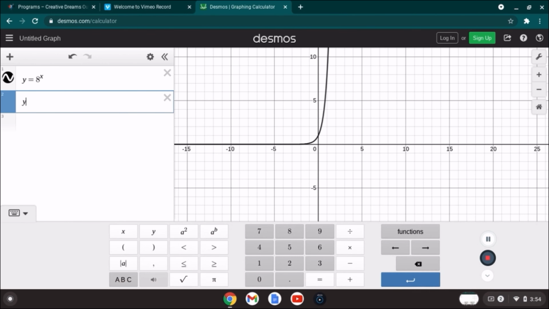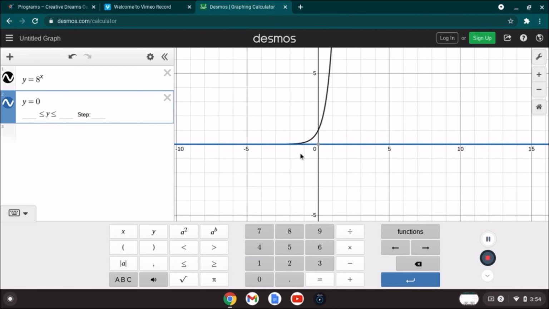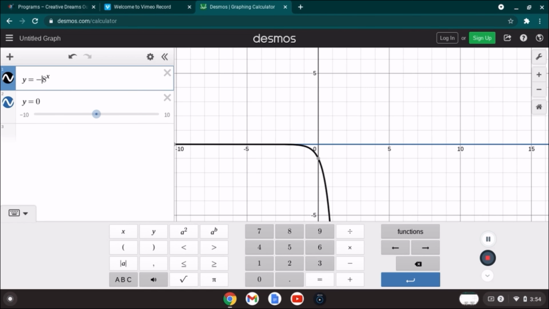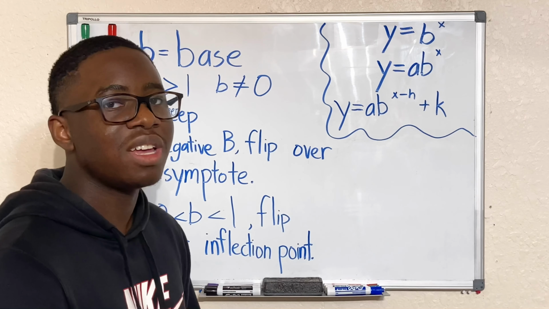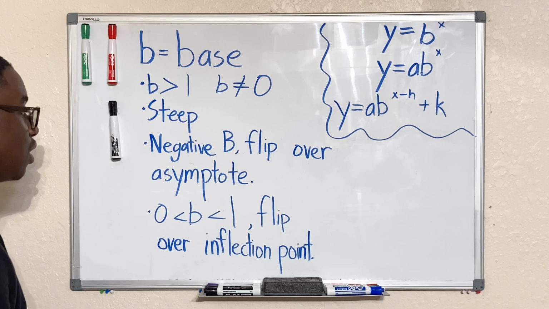Let me make that a bit neater. So our exponential function is going to go up. However, if our b value is negative, it's going to flip over, giving us a different exponential function. So it's going to be flipped over the asymptote. So that's one of the other effects our negative b has on our exponential function.